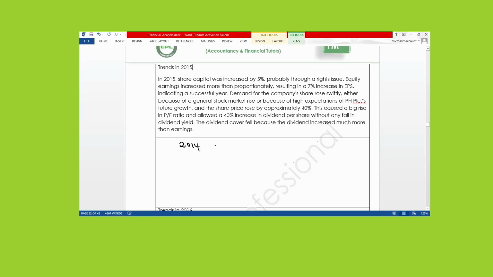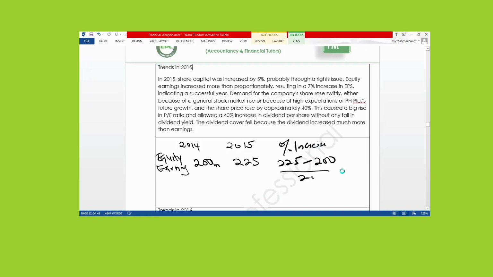2014, 2015, equity earnings 200, 225. Percentage increase: 225 minus 200 divided by 200 multiplied by 100. We work it out: 12.5%.